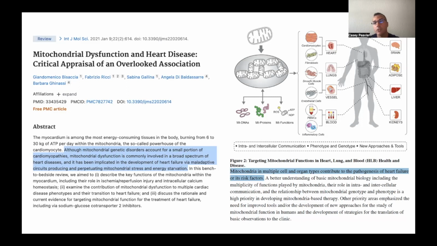And when each of those subtypes of cells is inefficient or unable to produce sufficient energy, or is in that perpetual damaging cycle of reactive oxygen species or oxidative stress, then it leads to a kind of cascade of problems, which lead to ultimately heart failure. And that's exactly what this figure says. It says mitochondria in multiple cells and organ types contribute to the pathogenesis of heart failure, or the creation of heart failure or its risk factors.